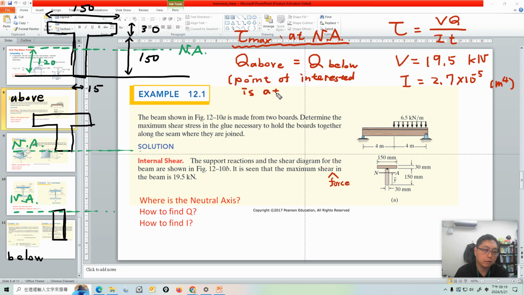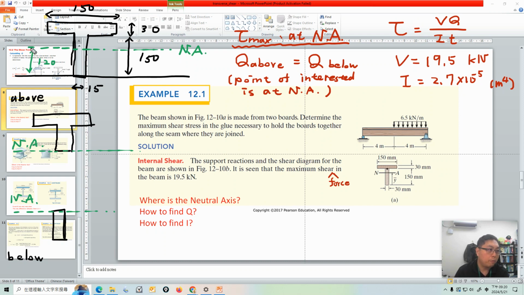For example, if we want to calculate the shear stress at the neutral axis, our point of interest is at the neutral axis, so Q above and Q below will have the same value. In this video, I'm just going to demonstrate that they really do have the same value. In the previous video, we already calculated the neutral axis of this cross section. The neutral axis is here, 120 millimeters above the reference point.